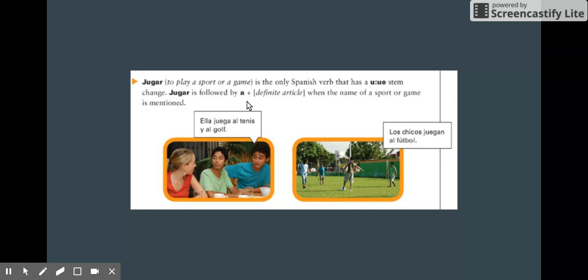One thing to note is that if you play an instrument, it's tocar un instrumento, to touch literally an instrument. You don't say jugar el piano or jugar una guitarra. You say toco la guitarra or toco el piano.